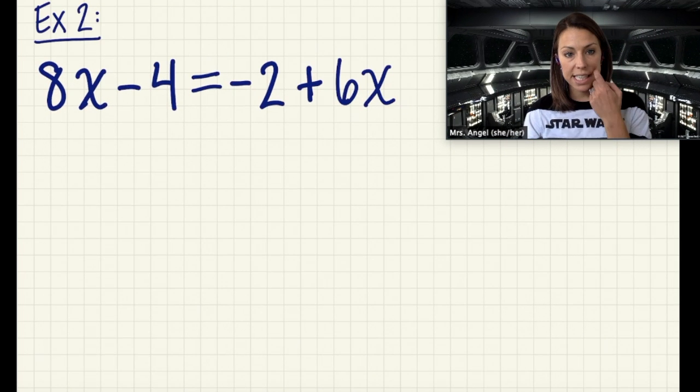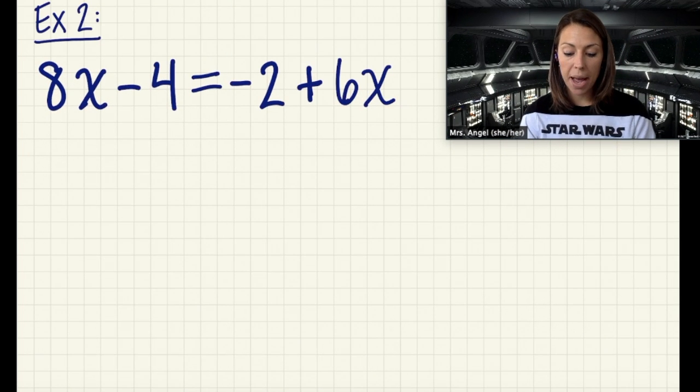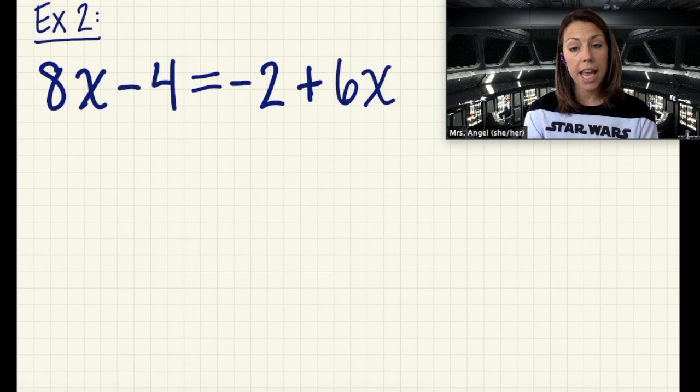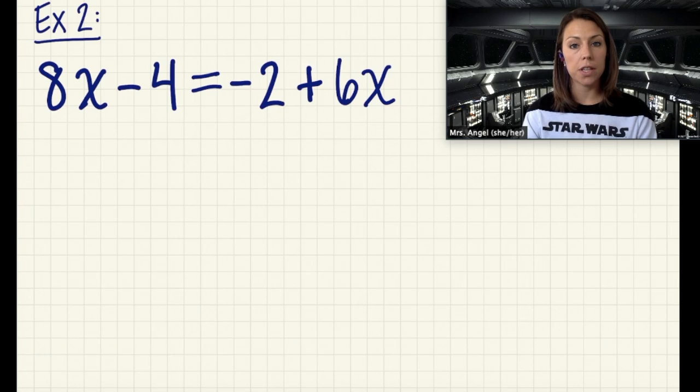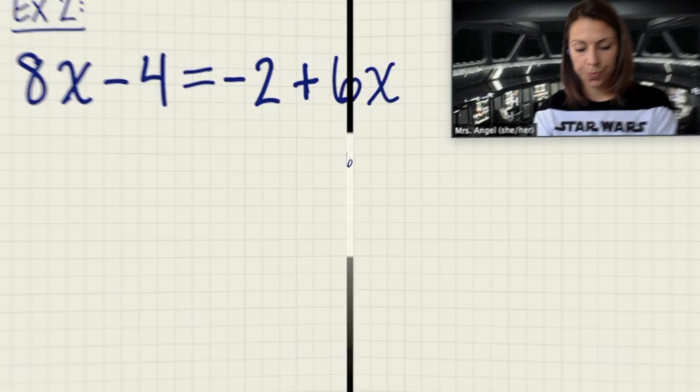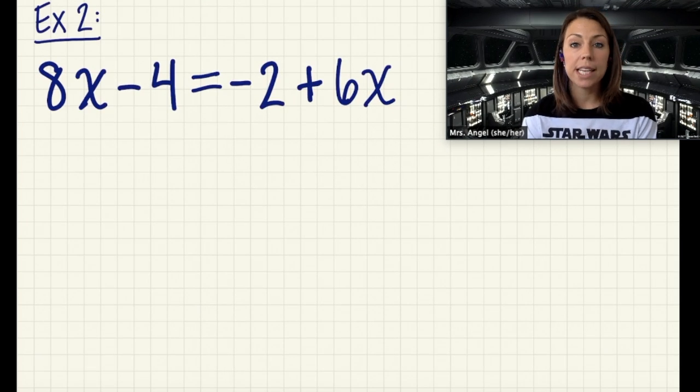Okay, here is example 2. 8x minus 4 equals negative 2 plus 6x. As always, if you would like to try to do this on your own, go ahead and do so now. Great. Let's go through it.